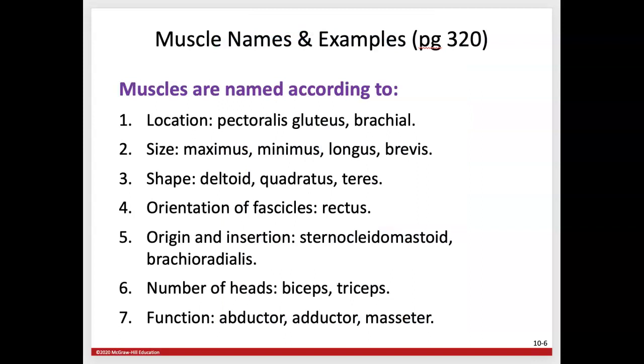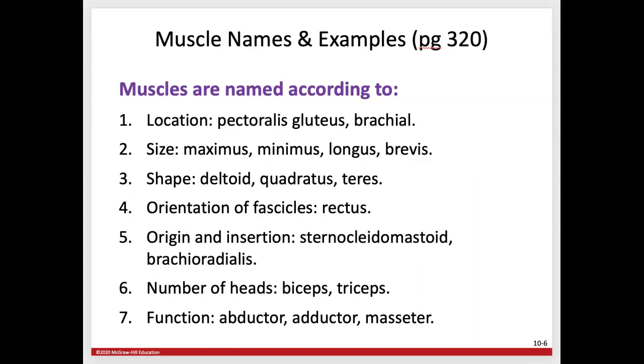So muscles are named according to their location, their size, their shape, the orientation of the fascicles, the origin and insertion, the number of heads, and their function. You're going to have to apply some of these. You're going to be given a name of any particular muscle in the body, and you're going to be asked, how are they named?